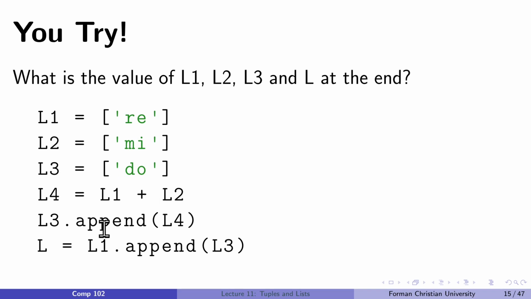So basically what append does, it just adds a single item to the list at the end of the list. So append always adds an item to the end of the list. So again, pause this video and work out what L1, L2, and L3 and also L are at the end when you run this code.